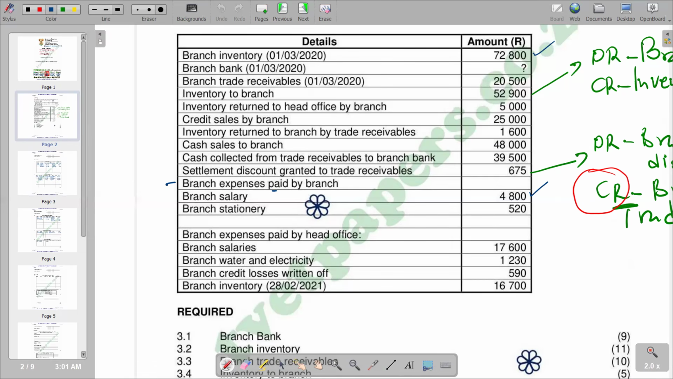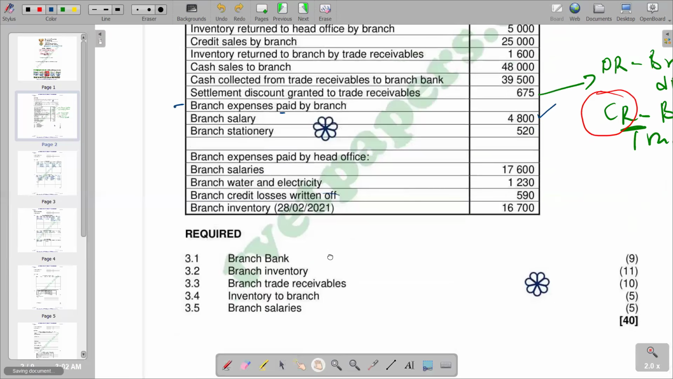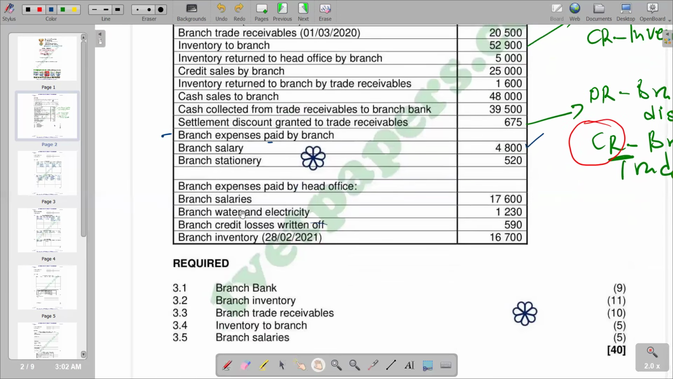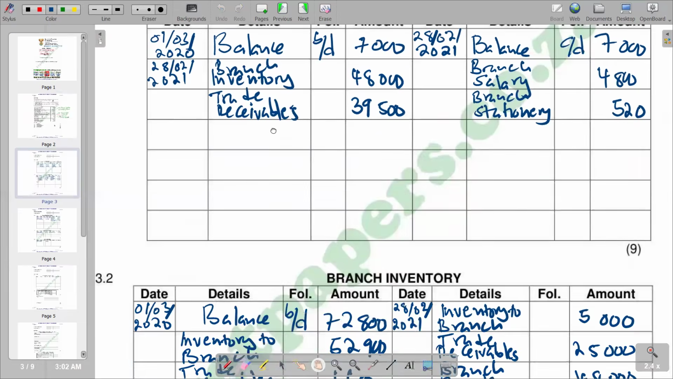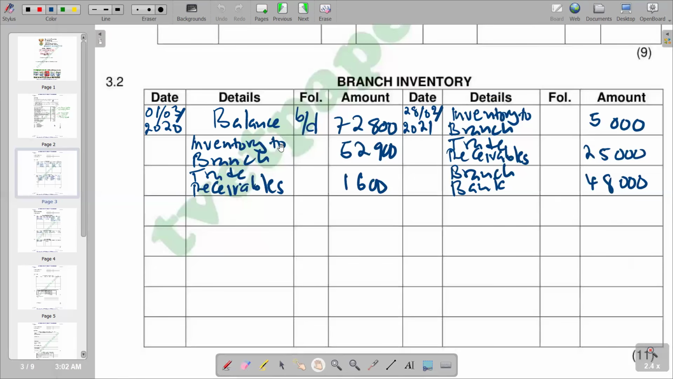From there, we see that we also have branch credit losses written off. We can take note this one is a bad debt which is supposed to appear in the profit and loss. We are not asked about the profit and loss according to the question, so we have completed that part and can skip it. Then we go to branch inventory at 28/02/2021, which is at the end. The balance of branch inventory at the end is 16,700. So we go to our branch inventory, which is going to be our balance c/d.